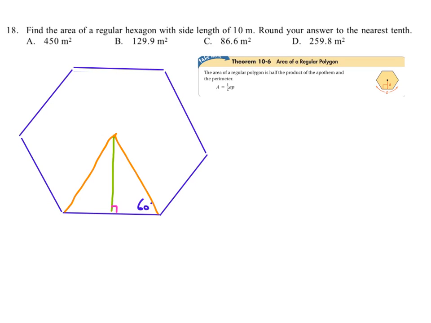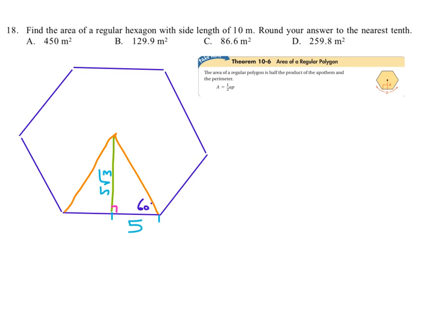Now, if the full side is 10, then this section of this side, this piece right here, is 5. That right there, from there to there, is 5. And if that's 5, then the apothem length is 5 root 3, because this is a 30, 60, 90 triangle. And that's going to be the case all the time with these.